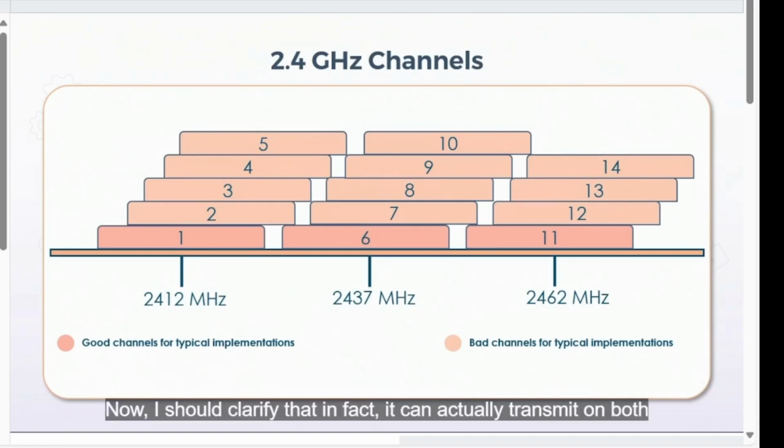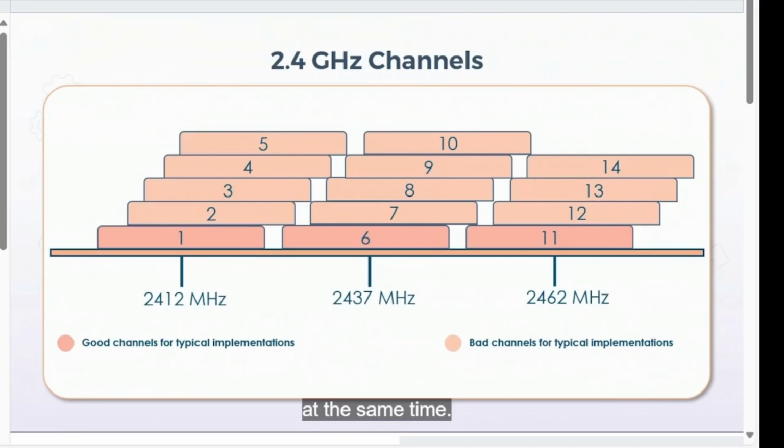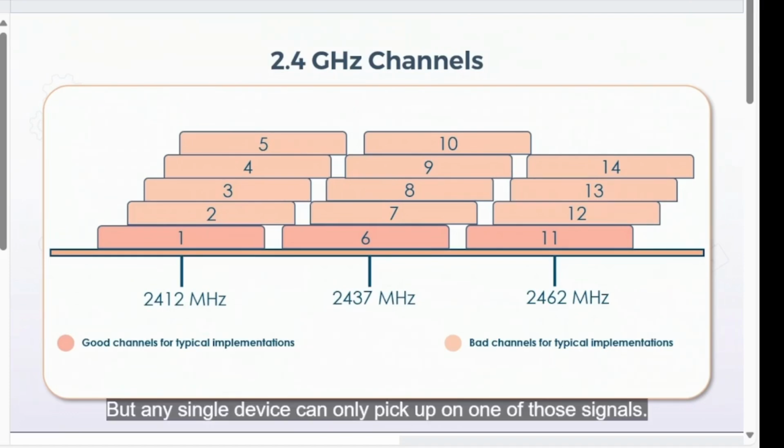But with the way they're laid out, so to speak, there are channels that don't overlap with each other, such as what we see here on our slide. And in particular, channels 1, 6, and 11 are far enough apart from each other that they don't overlap.